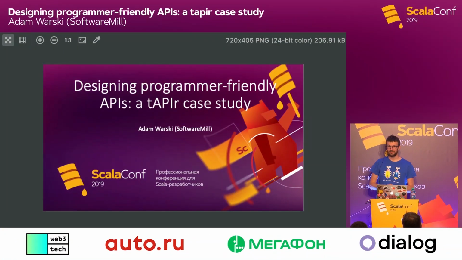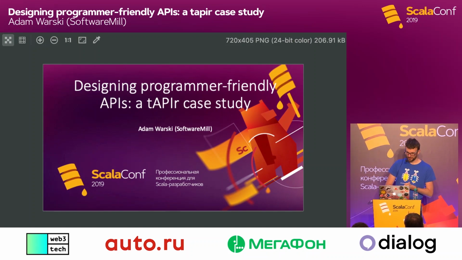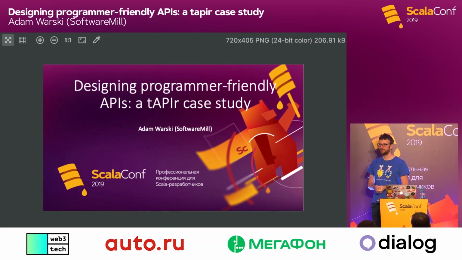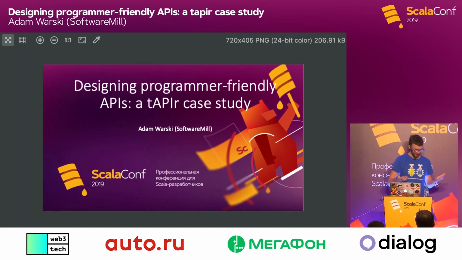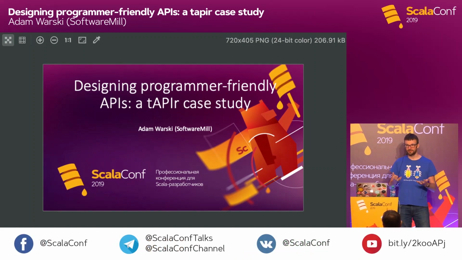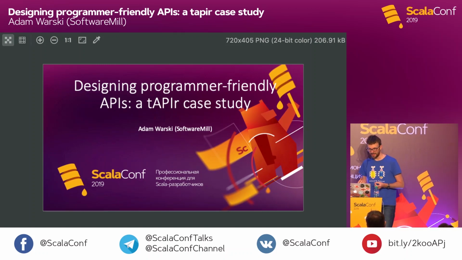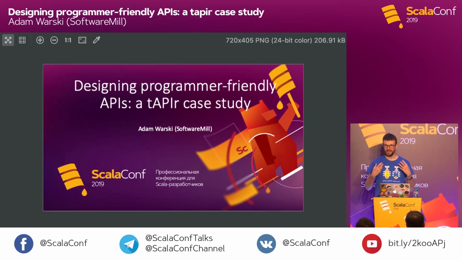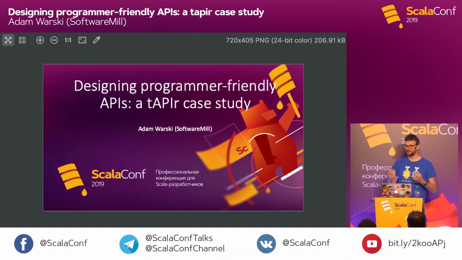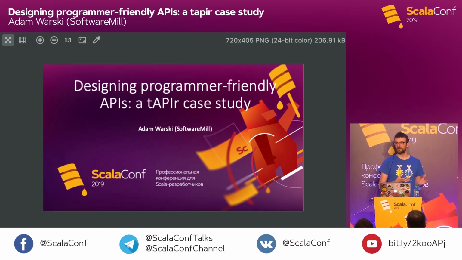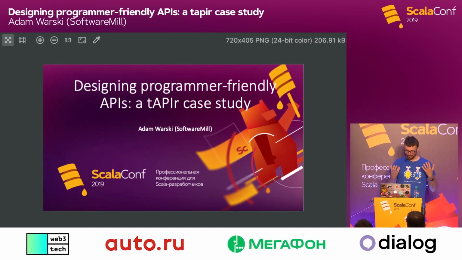Yes, my name is Adam Warski. I come from Poland. I work at SoftwareMill, and I would like to talk a bit about how to design a programmer-friendly API, because I guess the role of an API is twofold. First of all, it has to solve some specific problem, but secondly, it has to be nice in the usage by its main user, which is the programmer, right? So when you design an API, you don't only want it to solve a problem, you also want it to be friendly to the programmer who is using it.